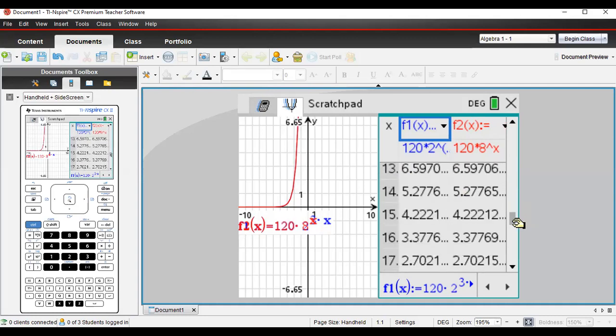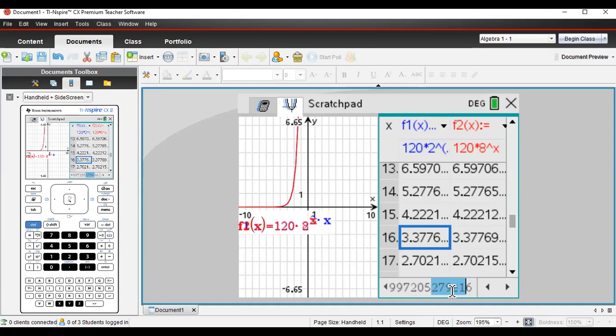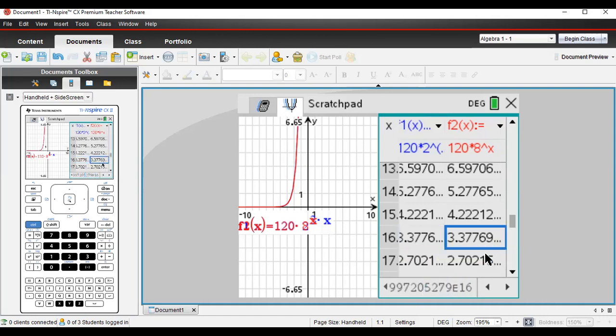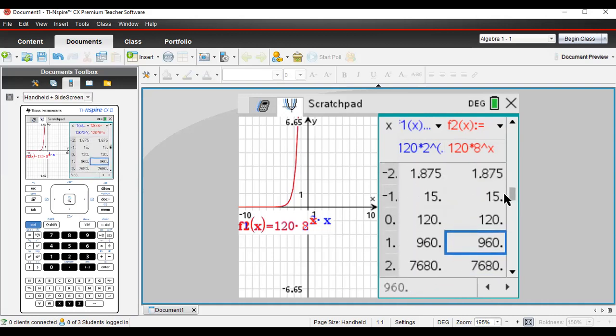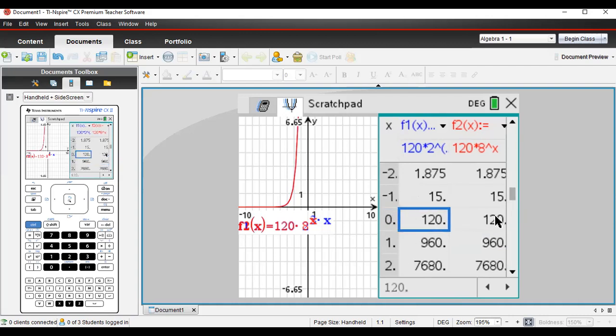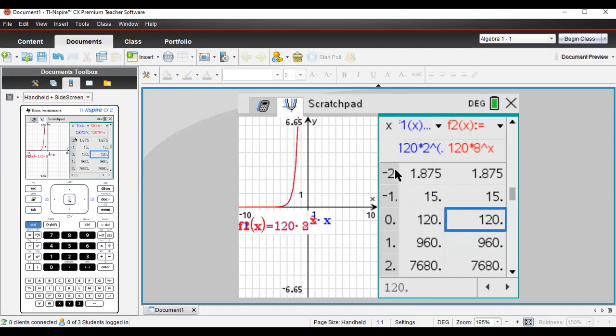If I go anywhere, I can go down to 16. When the input is 16, the output is 3.3776. The output over here is 3.37769. This one actually has a lot more decimal places down here. It's a really large number. If you go over here, it's the same large number. So they match. So all you really need to do is just check the table. When the input is 0, output is 120 on the first one. It's the same on the second one. So no matter what the input is, the output should be the same. That's how I know that those are basically the same function.